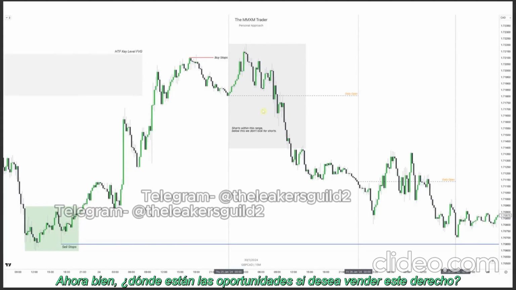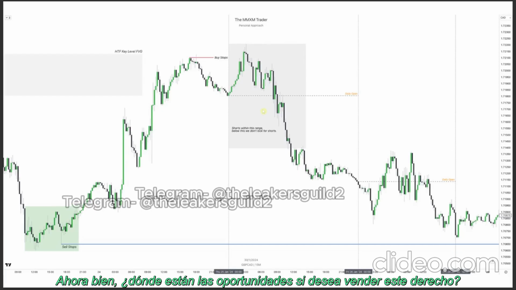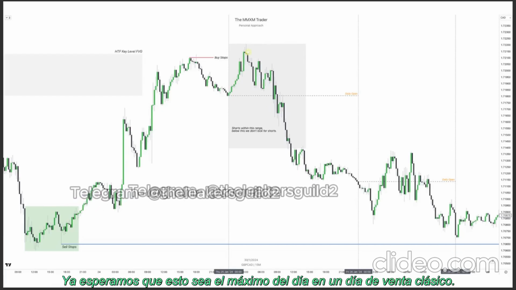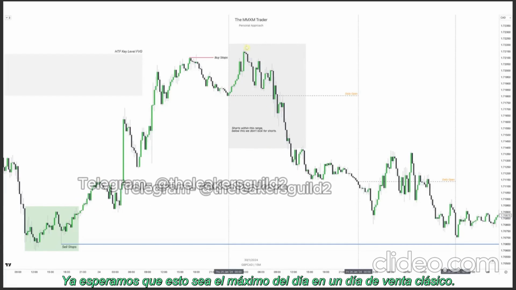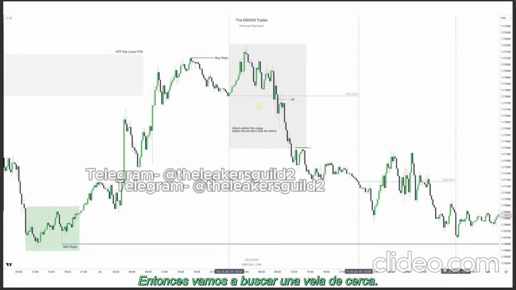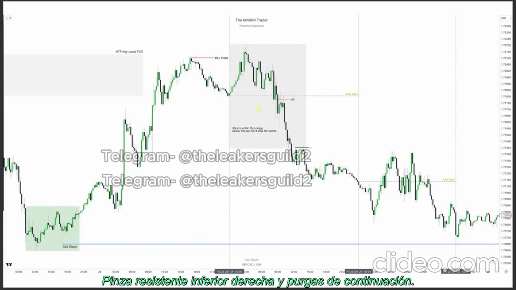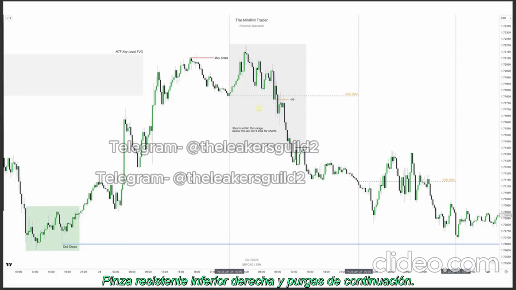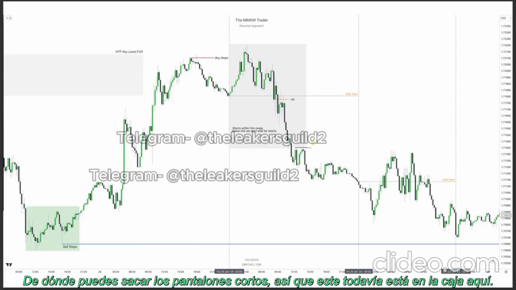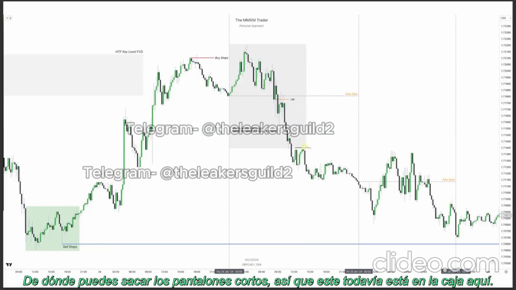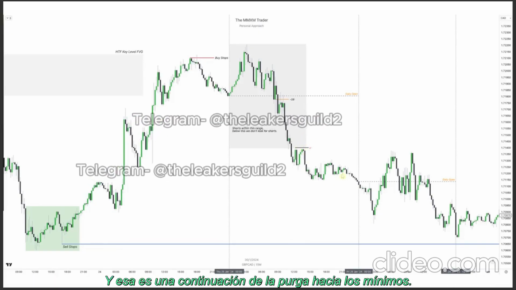Now, where do the opportunities lie if you want to short this, right? We're already expecting this to be high of the day in a classic sell day. So we're going to be looking for up close candle, resisting price lower, right? And continuation purges where you can take shorts from. So this one is still in the box here, and that's a continuation purge into the lows.